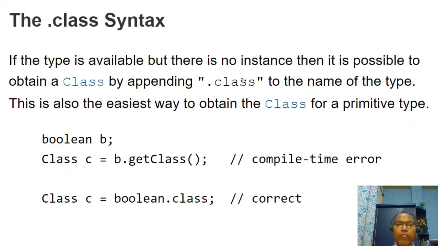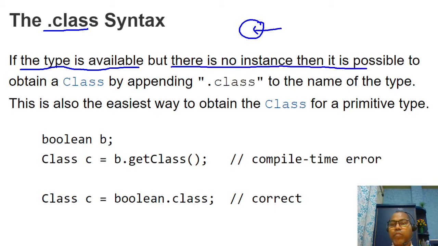This is the first approach. Sometimes we have the option of the dot class property, instead of invoking the method get class. For invoking any method, we first need a valid object. If the particular object is null, you cannot invoke any method, so you cannot get the class details. If the type is available but there is no instance, then it is possible to obtain the class by appending dot class only.